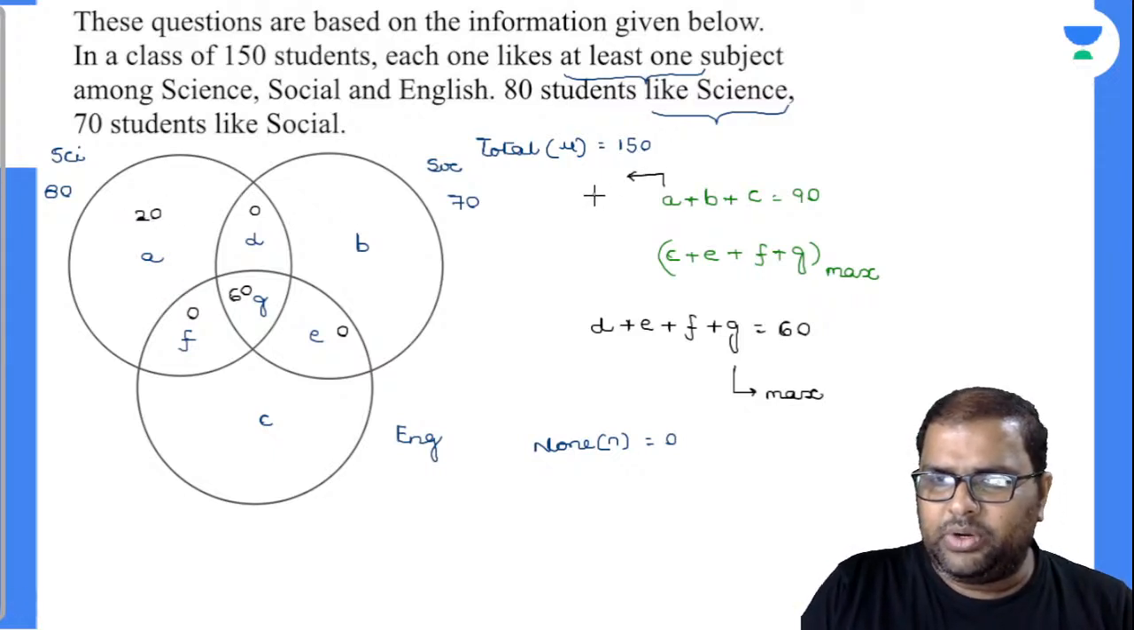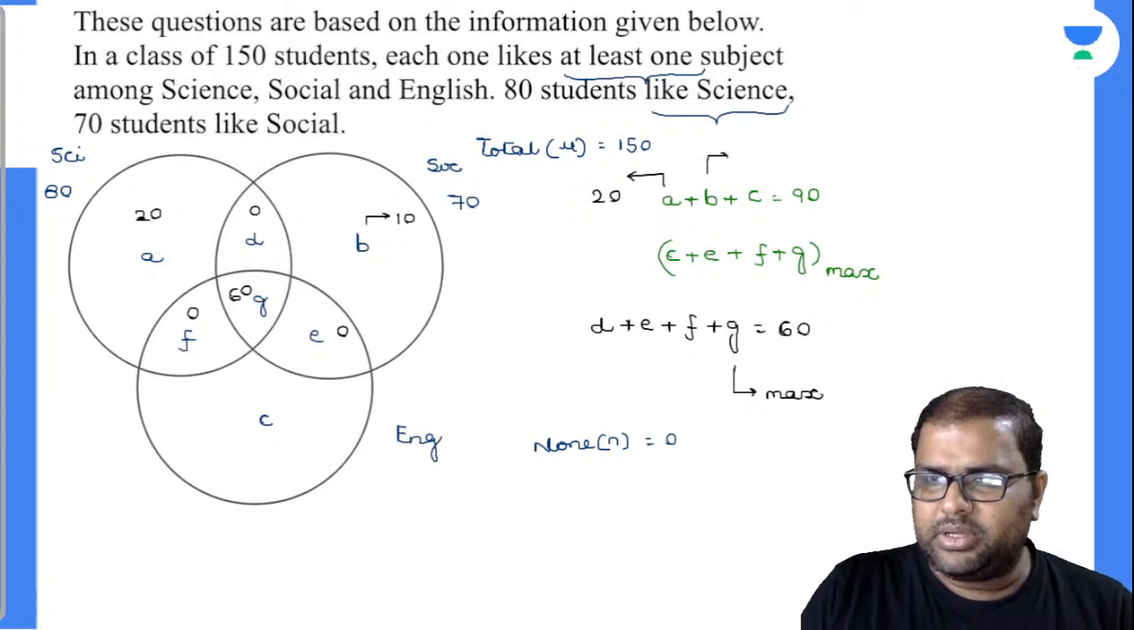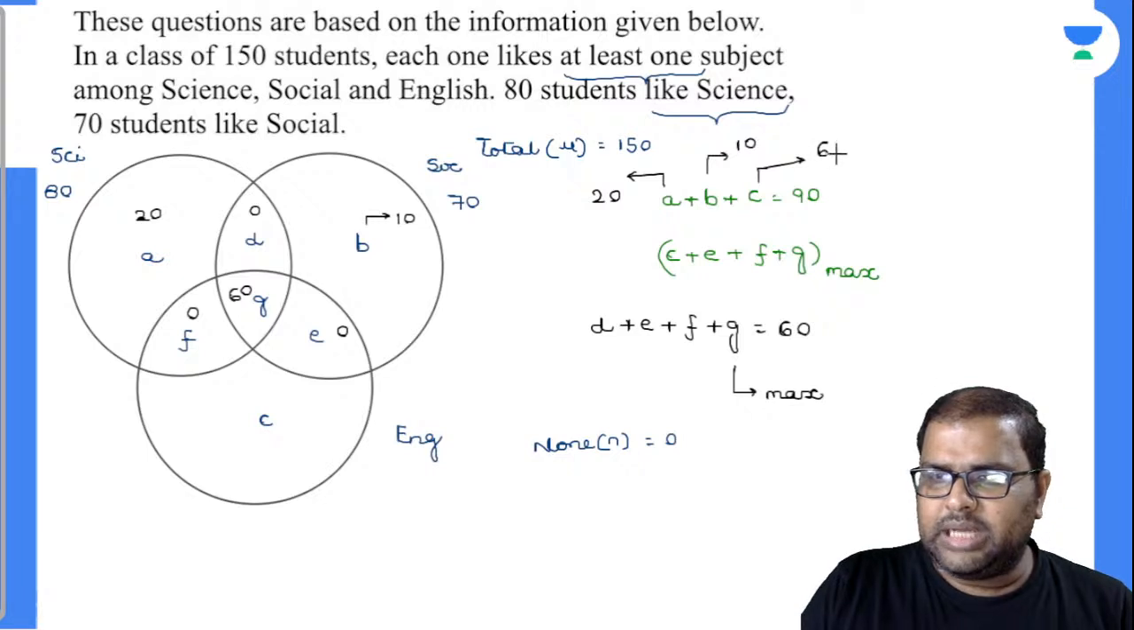Let's check. I'll write down 20 there. And now see here, it is 60, so my B value has to be 10. 60 plus 10, so 10 plus 20, 30. So this has to be how much? Surely 60 only. So is it working out?